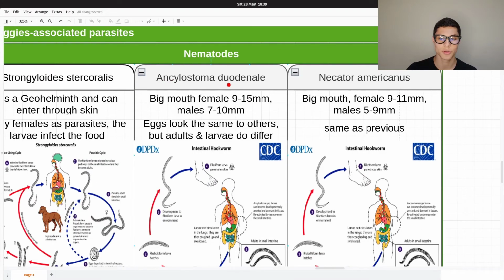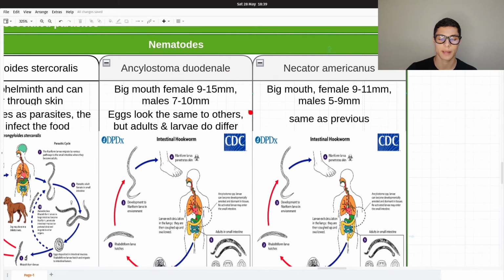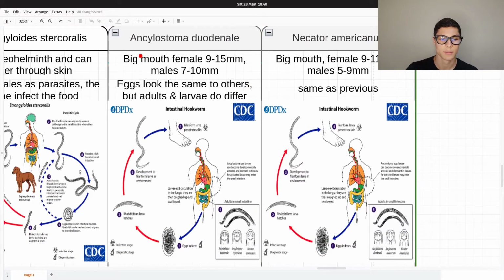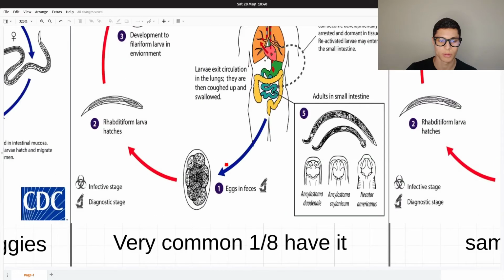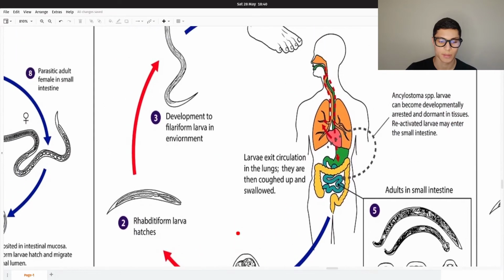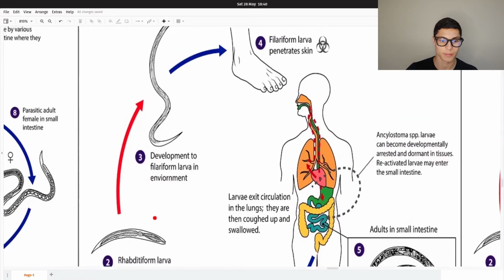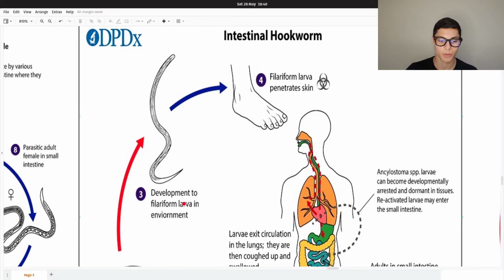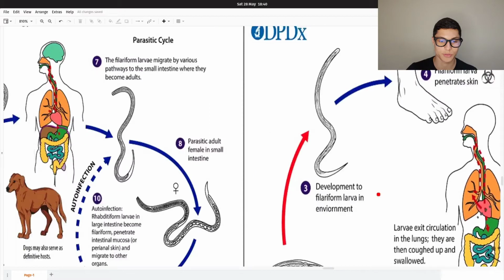Then we have the Ancylostoma duodenale and the Necator americanus. These are very similar. They both have a big mouth, and the female is bigger than the male. The eggs look the same as the others, but adults and larvae do differ. This is the cycle. We start with the eggs in feces, and then we have the rhabditiform larvae. Then these larvae will grow to the filariform, which is the infective one.